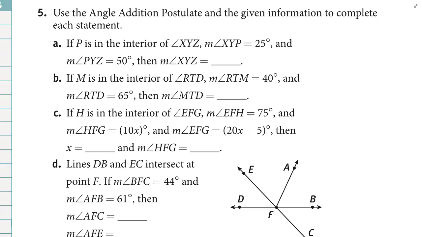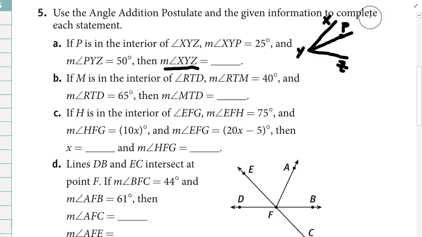Here's another practice problem, number 5. Use the angle addition postulate in the given information to complete each statement. Question A, if P is in the interior of angle XYZ and we're given some measurements, then find the measure of angle XYZ. It will help if we draw a sketch of this. So let's draw some random angle and label it X, Y, Z. We're told that P is in the interior of the angle, so somewhere in here, put a dot and connect it there to split up the original angle into these two smaller angles.